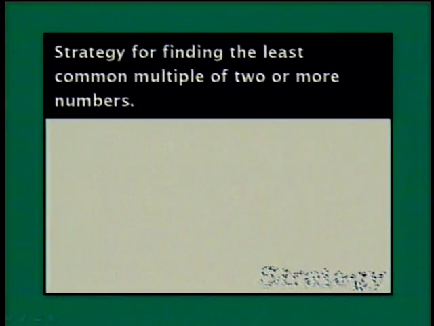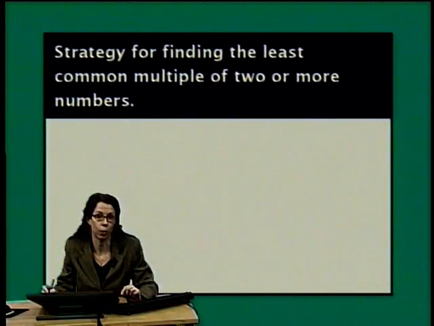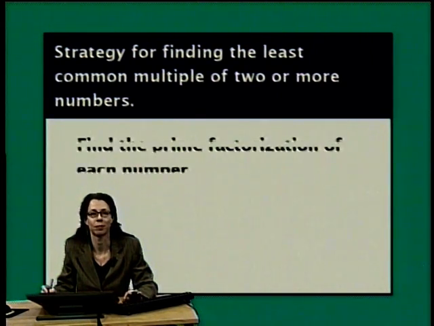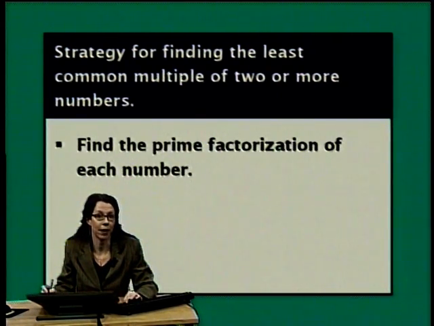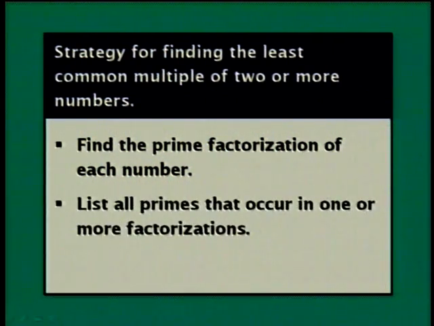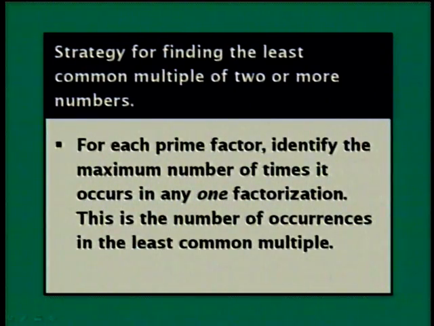So I want to talk a little bit more about least common multiple. Here's a strategy for finding the least common multiple of 2 or more numbers. It's going to sound like a mouthful, but when we do some examples, you'll see it's quite easy. We start by finding the prime factorization of each number. Then we list all primes that occur in one or more factorizations. For each prime factor, we identify the maximum number of times it occurs in any one factorization. This is the number of occurrences in the least common multiple.